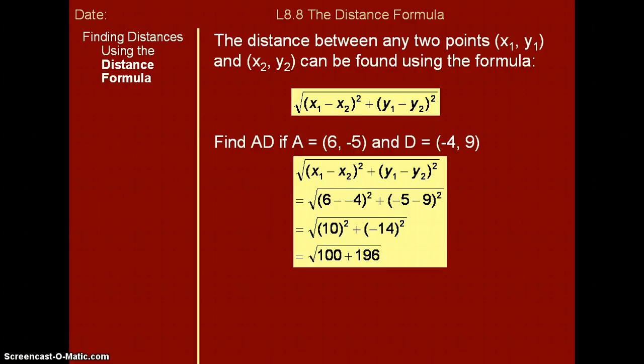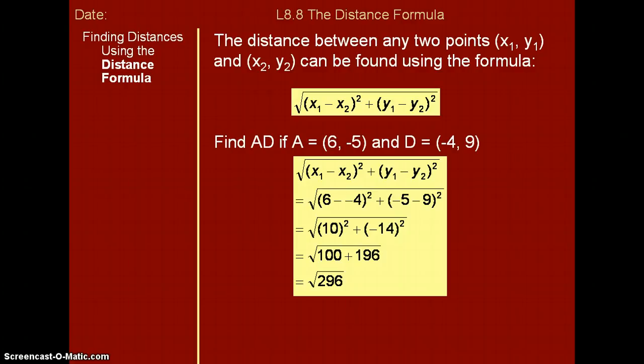Calculate our exponents next. 10 squared is, of course, 100, and negative 14 squared is, of course, 196. You'll notice we're not taking any shortcuts. We're not dropping the exponents, all because that addition is stuck in there. So we do have to go ahead and follow through on the addition. This is the square root of 296.